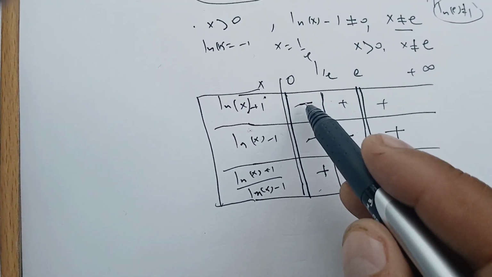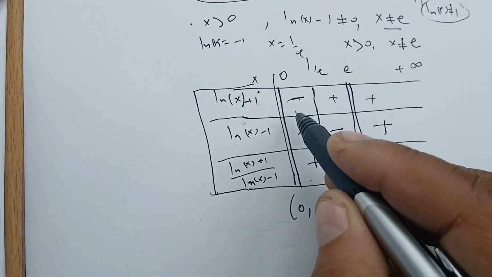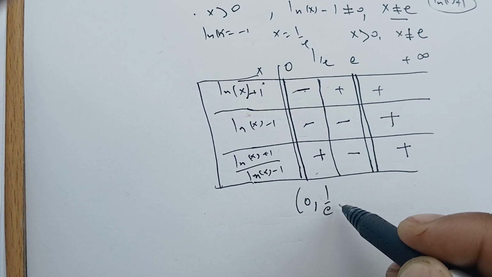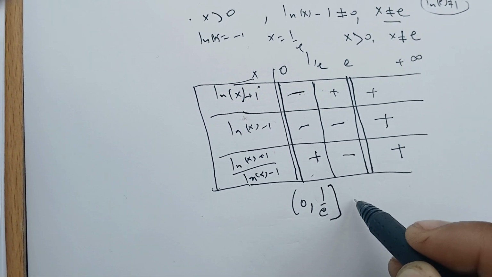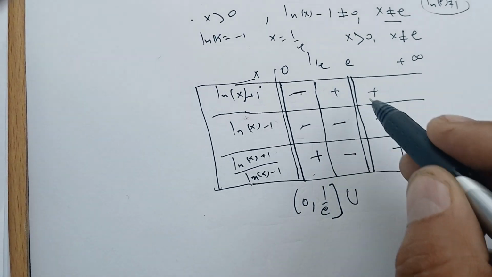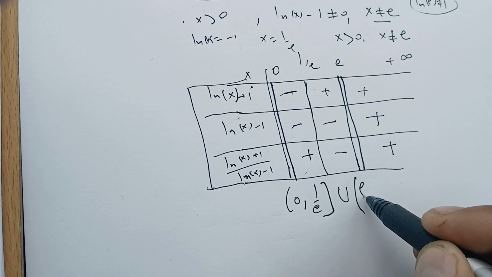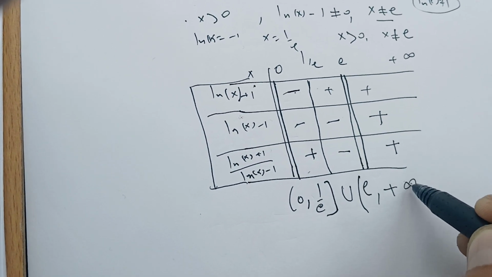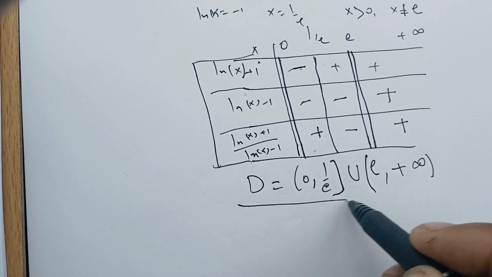So here we can read from the table. The 0 is excluded, and we go up to 1 over e. We don't have a problem with 1 over e, so we include it. And after that, we go to e, and e is excluded. So we take it out, and we go to plus infinity. So this is the domain for our function.